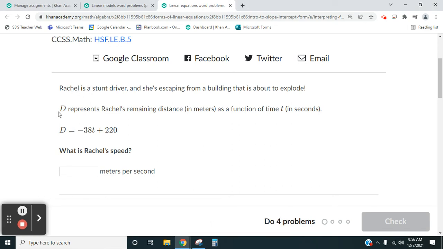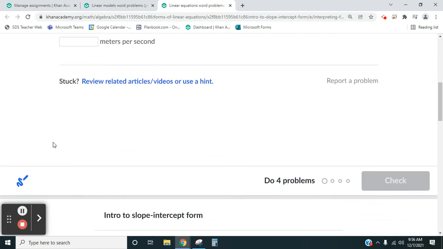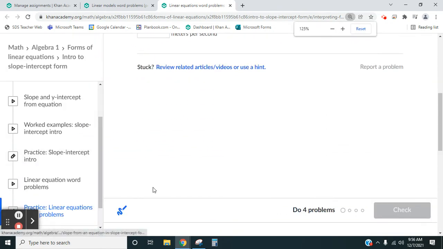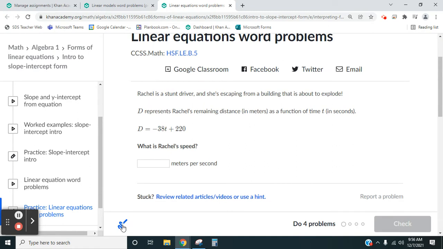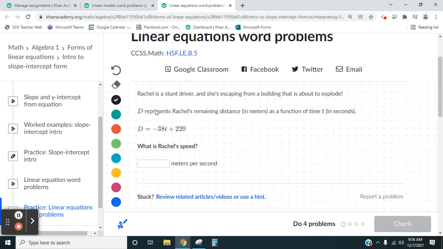All right. Anyway, every linear equation can be written in slope-intercept form, right? Which one of these is the slope? Negative 38, right? Now, sometimes in these questions, the slope will be represented as a negative, but the answer is actually a positive, right? Okay, so for example, Rachel's a stunt driver.